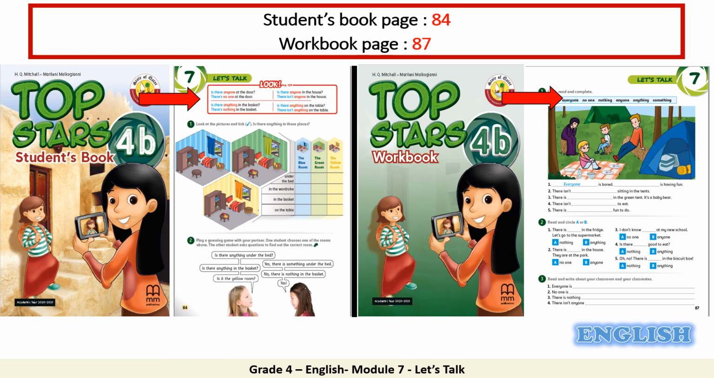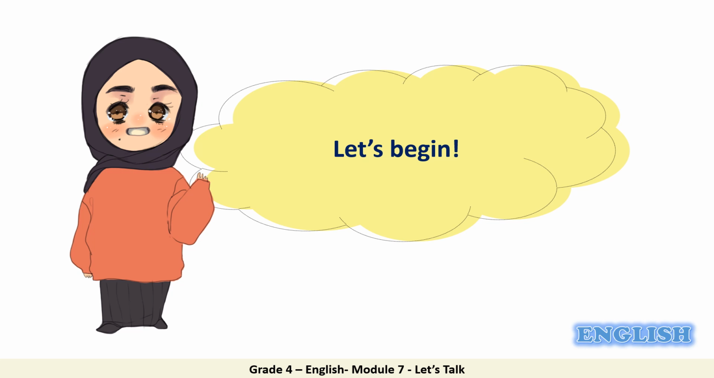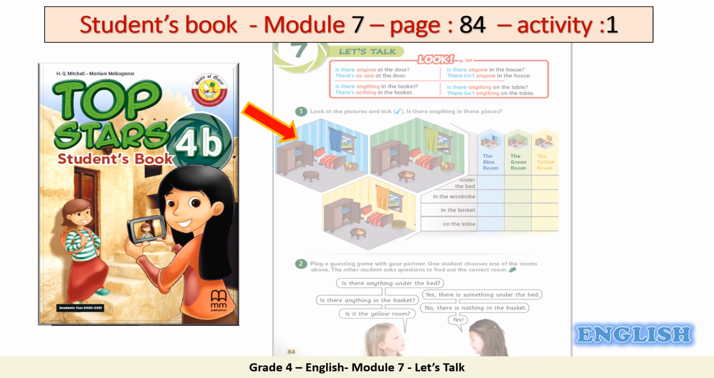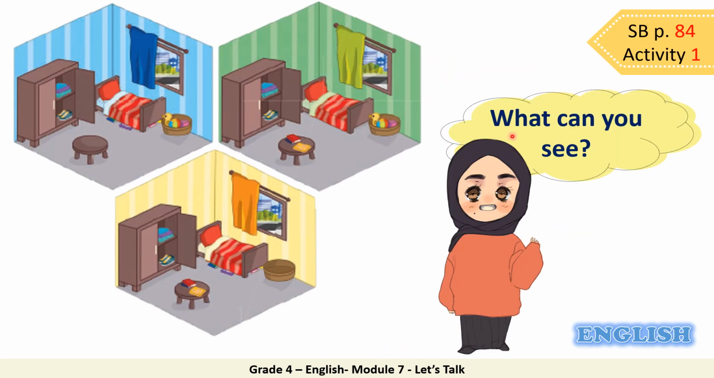You will be able to find the lesson in the student's book, page 84, and in the workbook, page 87. Are you ready with your books? So, let's begin. Please open your student's book on Module 7, page 84, and look at the pictures in activity number 1. What can you see?